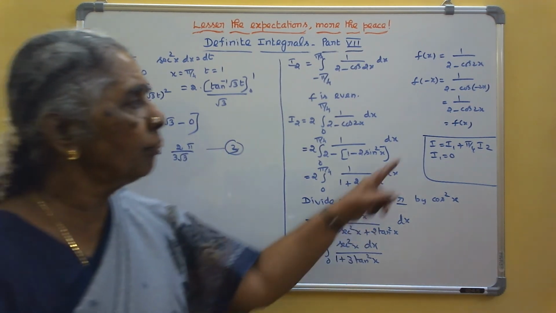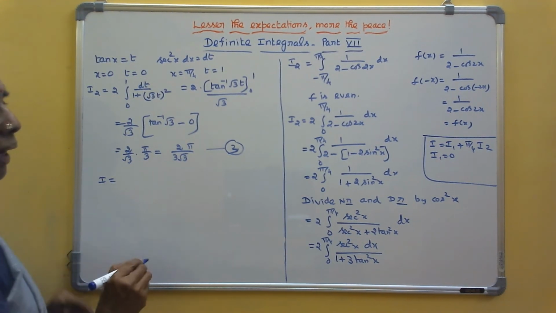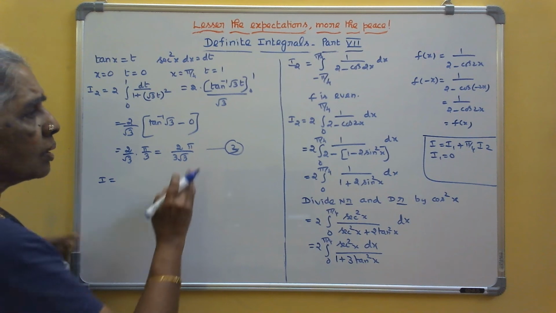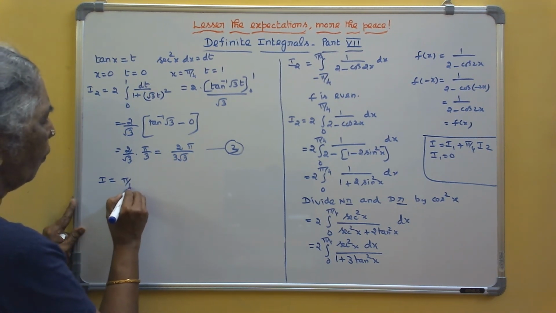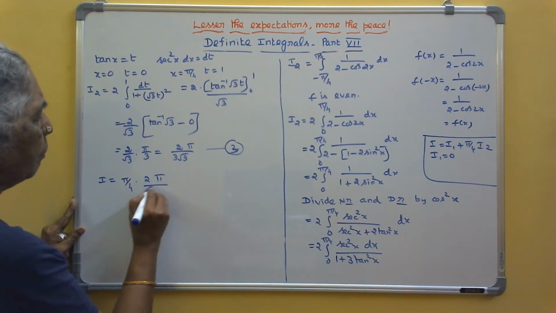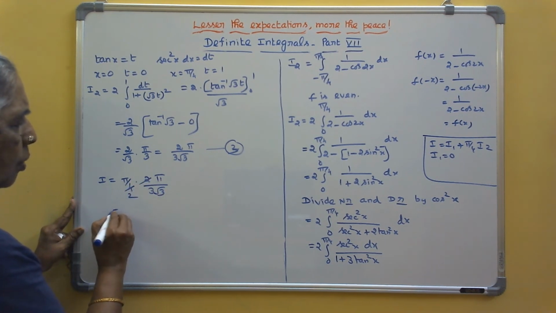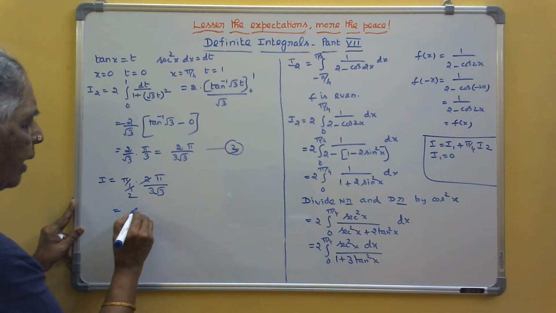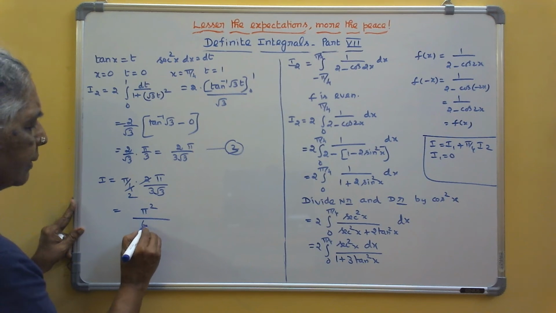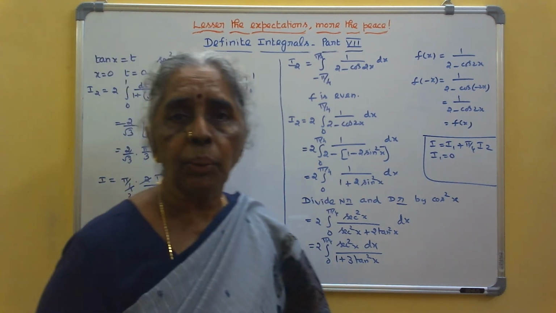So now you know I is equal to, we are going to substitute, right? I1 is 0. So straight away I will write pi by 4 into I2, which is 2 pi by 3 root 3. This and this 2 times, so I will get pi into pi, I will get pi squared by 2 times 3, which is 6 root 3. Is this sum clear to you?